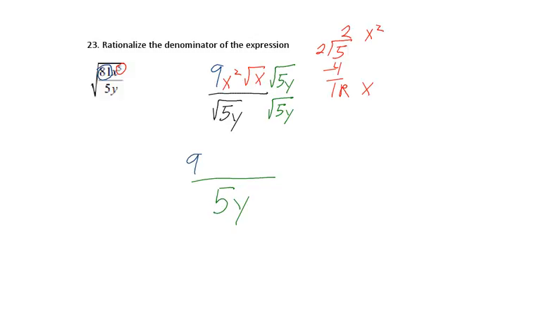Then 9x on top, 9x squared is 9x squared, and 5y goes inside with the x. So it becomes 5xy. And all of that is the answer.